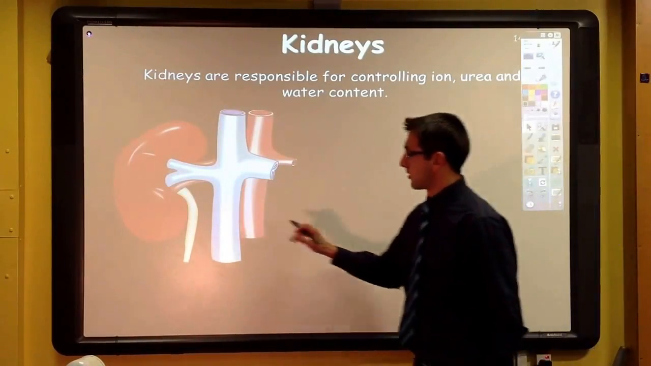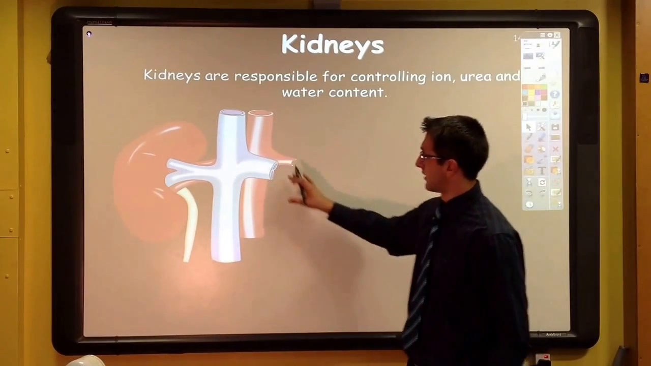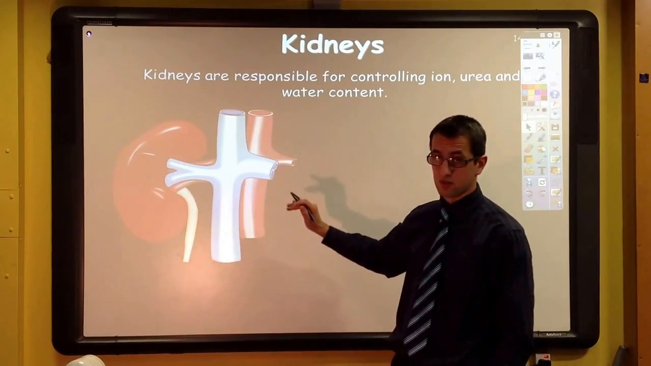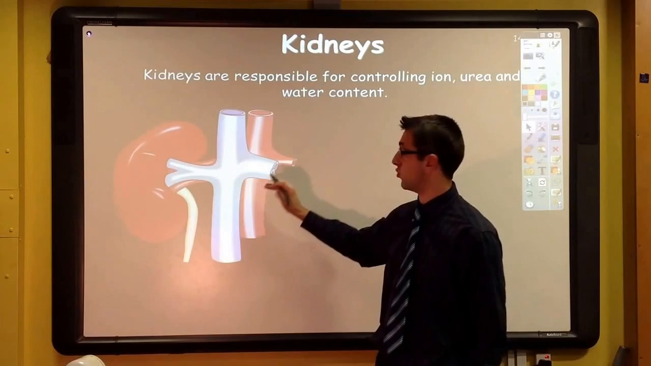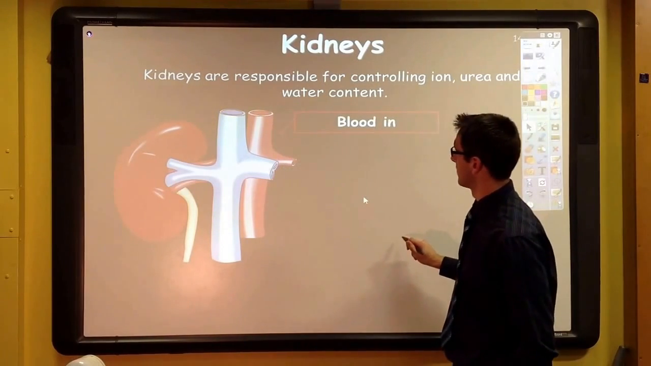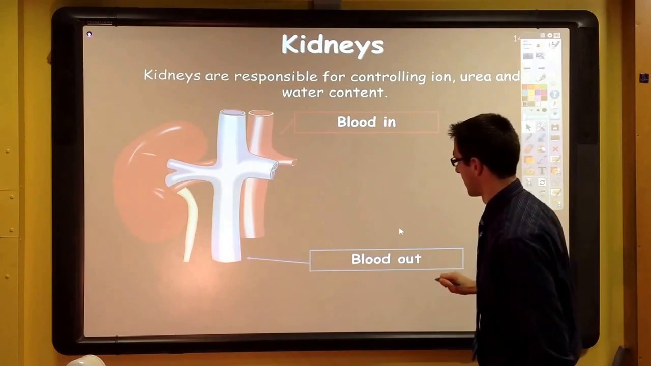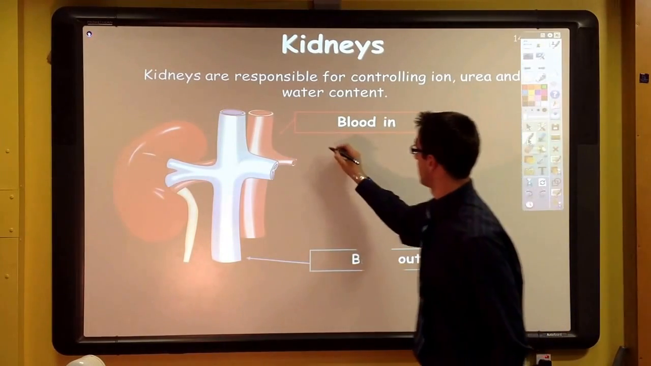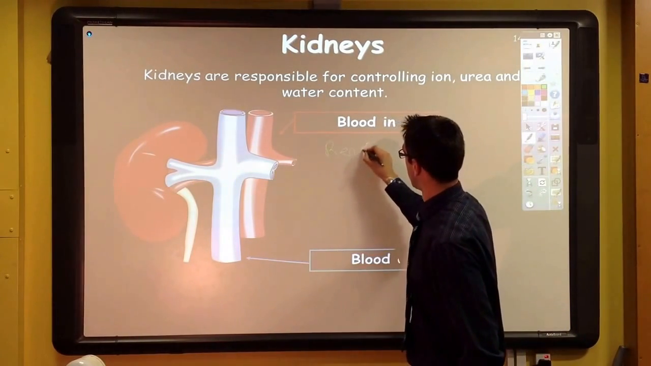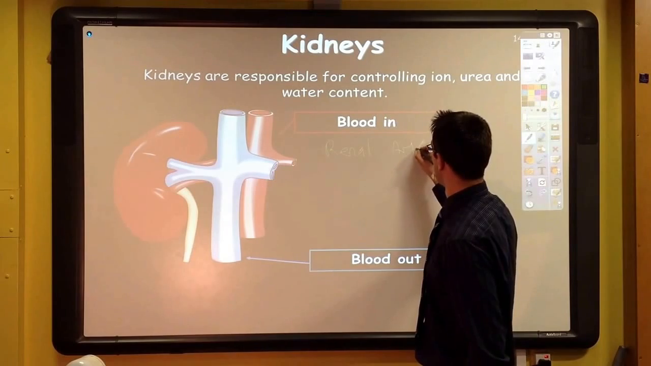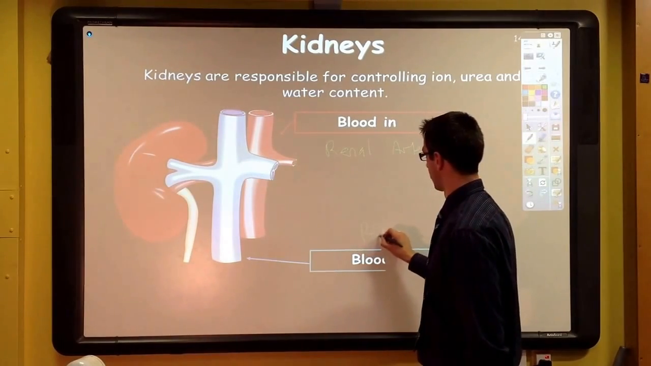The kidney, as its basic external structure, has 3 vessels connected to it, as opposed to just a normal artery and a vein. So the blood carries in through the renal artery and out through the renal vein. Renal artery, renal vein.